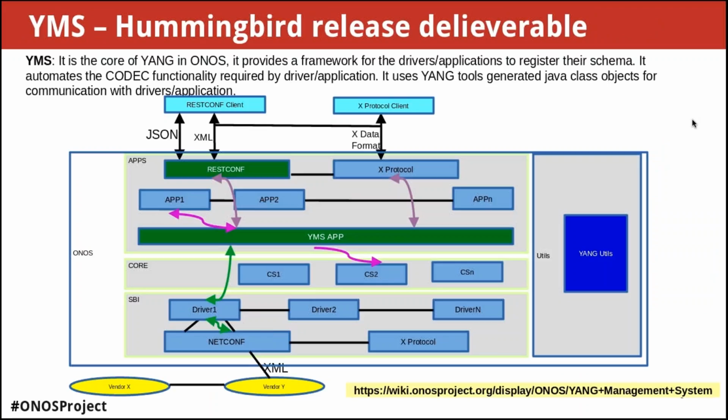That is the Yang management system. Yang management system is going to be the core of Yang in ONOS. The purpose of the Yang management system is to automate the codec functionality which is required by the drivers, applications, or providers. And this YMS uses the Yang tool generated Java class objects for communication with the drivers and applications. If we look at the YMS app, it sits in the application layer, and it provides encode decode functionalities for the driver. Drivers and the provider use this YMS as a utility.